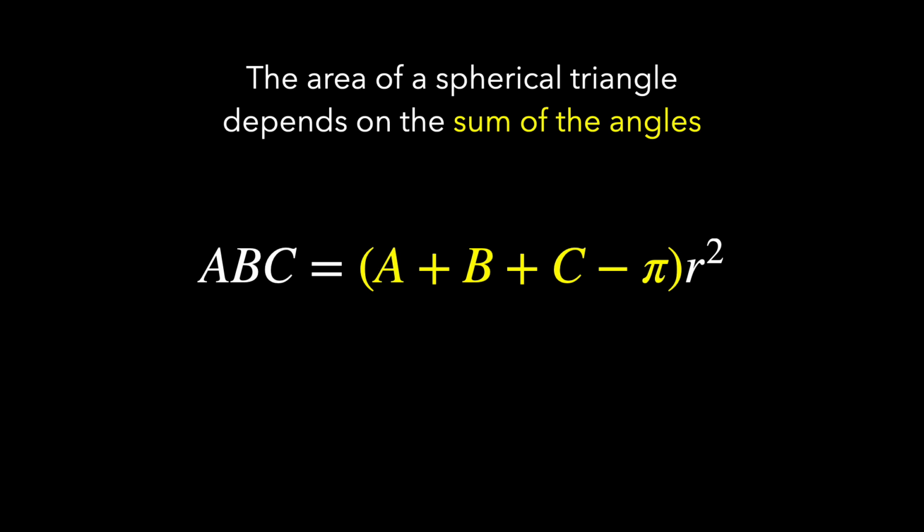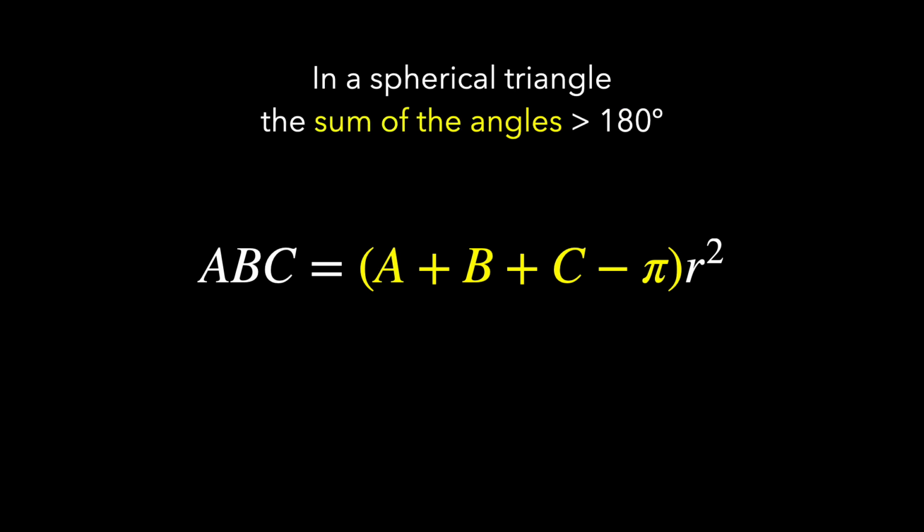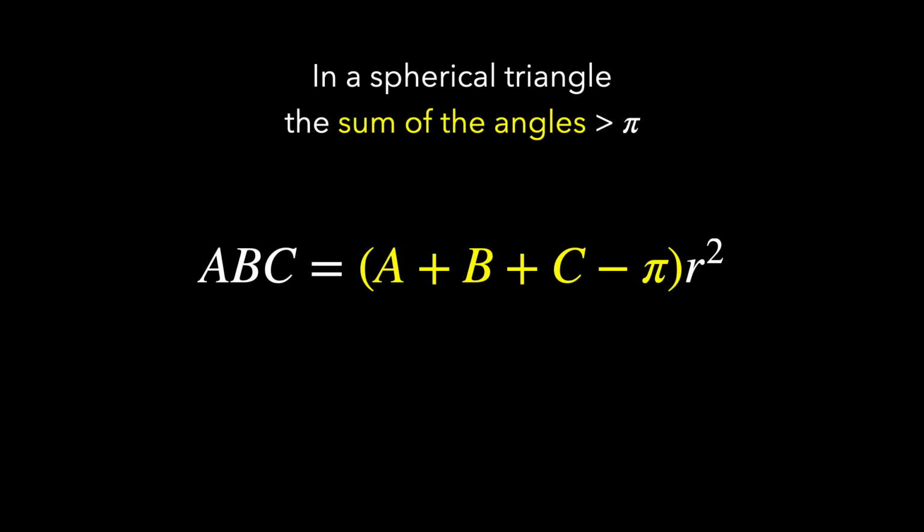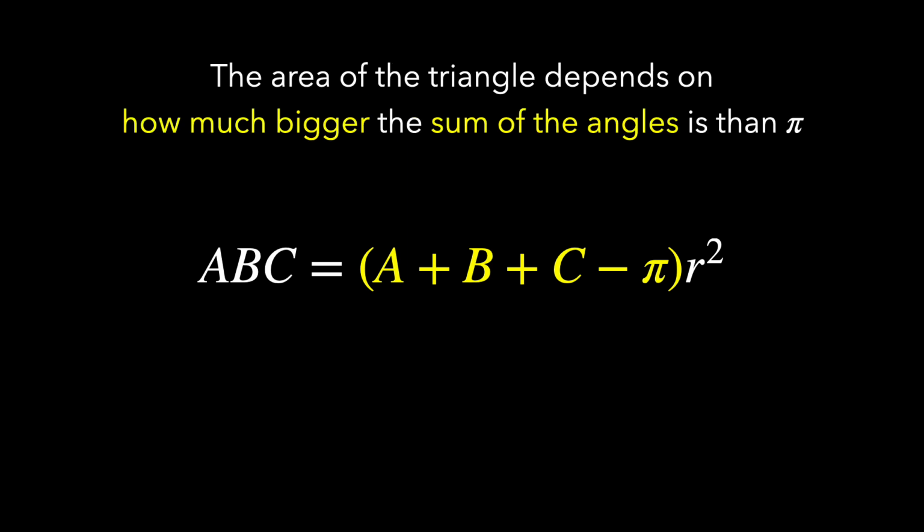What is surprising is that the area of the spherical triangle depends on the sum of the angles. In fact, you might remember in a spherical triangle, the sum of the angles is always greater than 180 degrees, or in radians, it's always greater than pi. And so if we look at the difference, how much bigger is the sum of the angles than pi? This difference gives us the area of the triangle. And I find that mind-blowing.